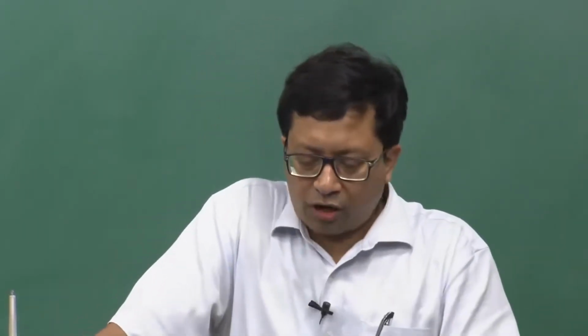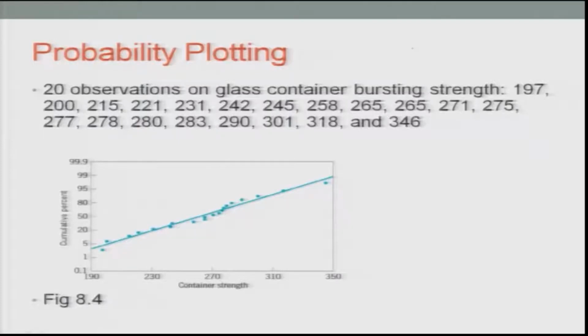Once we plot the observations for the bursting strength, these come out, and if you remember the QQ plots which I mentioned, the 45 degree line, they are not actually 45, there are some aberrations, so obviously it is not a normal distribution. The values are given as 197 for the 20 observations, 200, 215, till the last ones which are 301, 318 and 346.